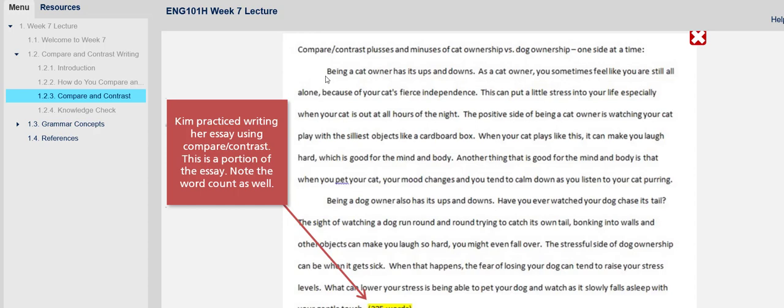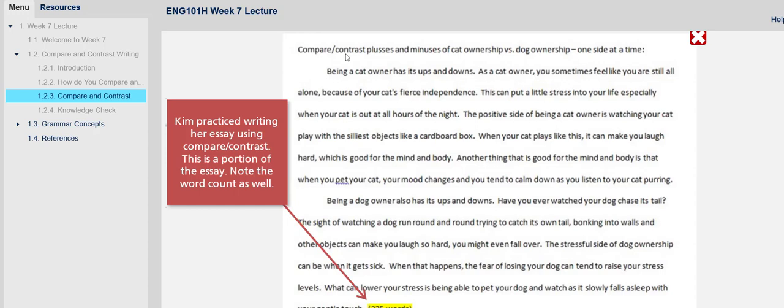This can put a little stress into your life, especially when your cat is out at all hours of the night. The positive side of being a cat owner is watching your cat play with the silliest objects like a cardboard box. When your cat plays like this, it can make you laugh hard, which is good for the mind and body. Another thing that is good for the mind and body is that when you pet your cat, your mood changes and you tend to calm down as you listen to your cat purring.